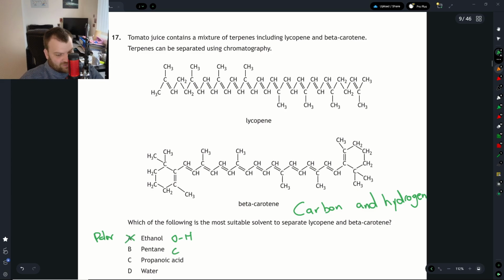Pentane is just 5 carbons and 12 hydrogens. So again, that will be non-polar because it's very similar in terms of its makeup. Size is completely different, but in terms of being carbons and hydrogens, it'd be non-polar. Propanoic acid means it's got C double bond O OH. That would then make this a polar solvent, not what we want. Water, H2O, also polar, which would not be much use for what we're wanting. So pentane would be the correct answer.